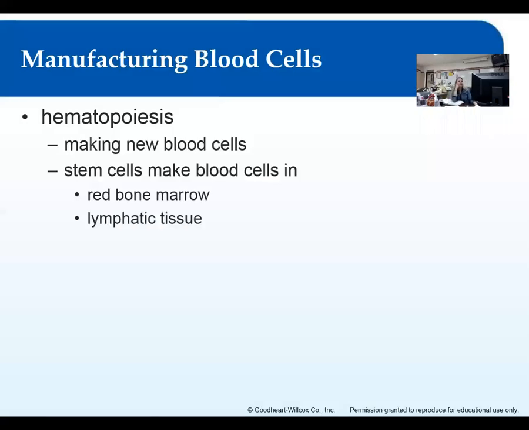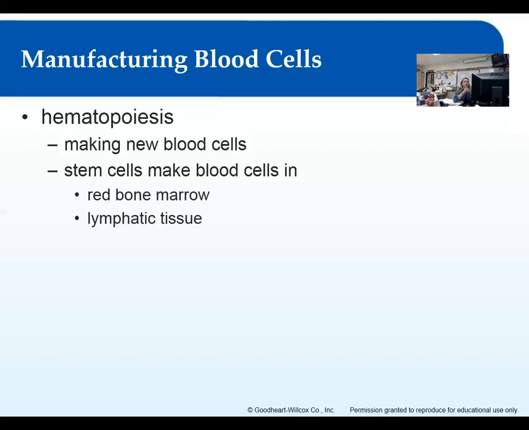All right, manufacturing blood cells, or hematopoiesis. Now, we have talked about this word before when we talked about the skeletal system. Remember, hemato is blood. So when you hear hemato, think blood, whatever it is that you're hearing. This is the process of making new blood cells. Stem cells within the bone marrow are what make blood cells. Some of our lymphatic organs also make white blood cells, like the spleen, thymus, etc. But for the most part, we get most of our blood cells from our stem cells.